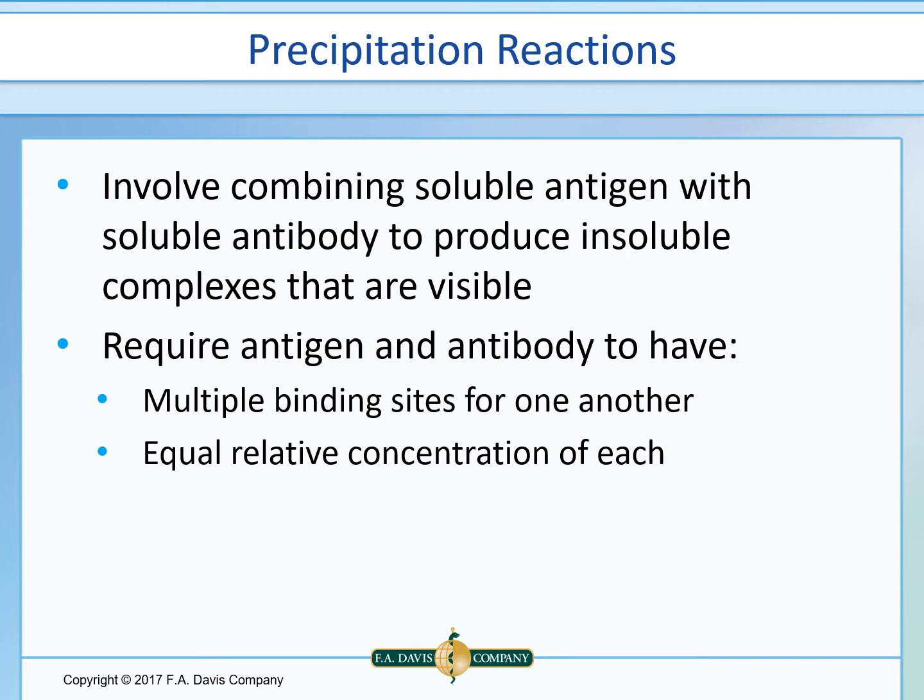Precipitation reactions involve combining soluble antigen with soluble antibody to produce insoluble complexes that are visible. In order for precipitation reactions to occur, they require that the antigen and antibody have multiple binding sites for one another, and they're equal to the relative concentration of each.